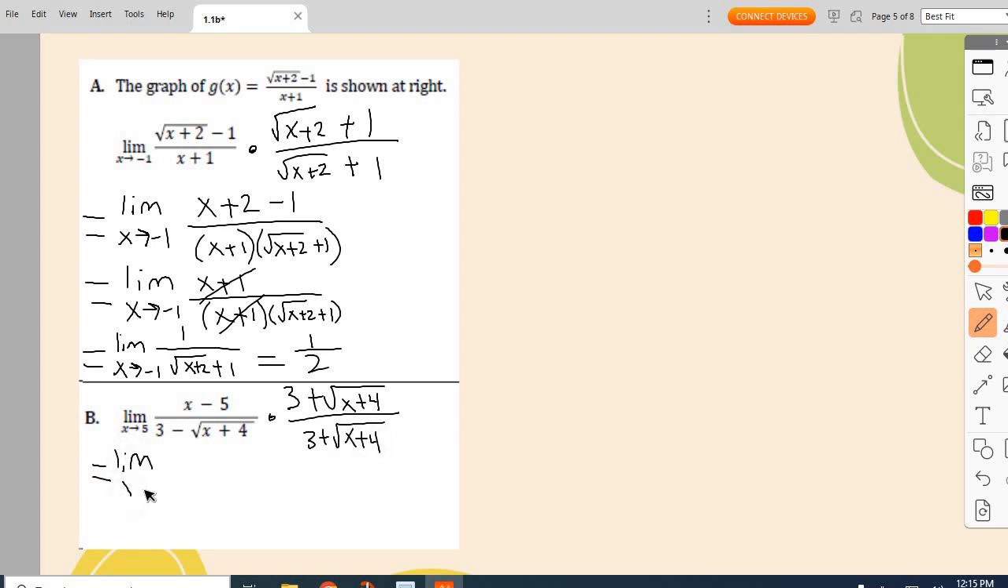Again, I have not taken my limit, so we are going to leave that there. We end up with x minus 5 times 3 plus the square root of x plus 4. And on the bottom, I get a 9 minus x plus 4. So what is our denominator reduced to? Negative x plus 5, right? Let's flip that around.